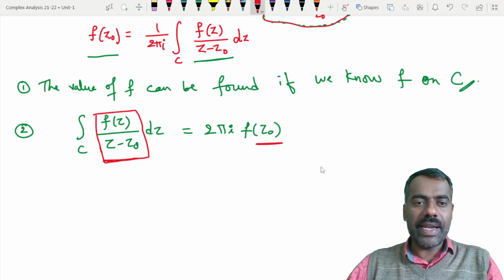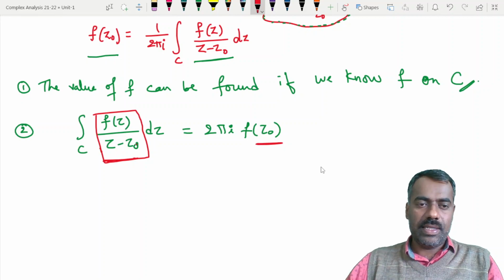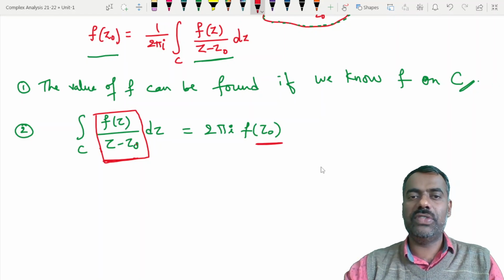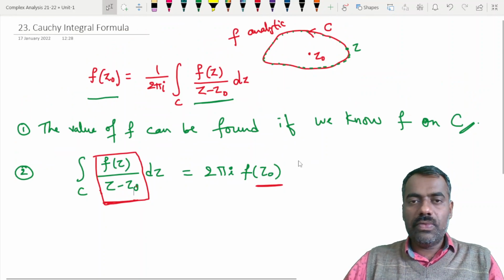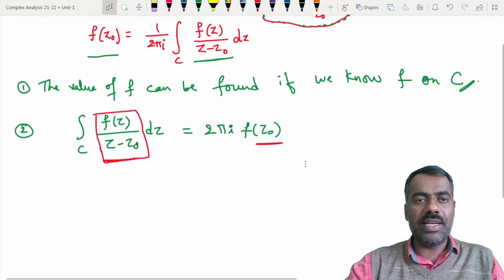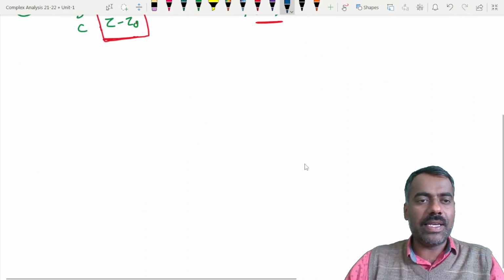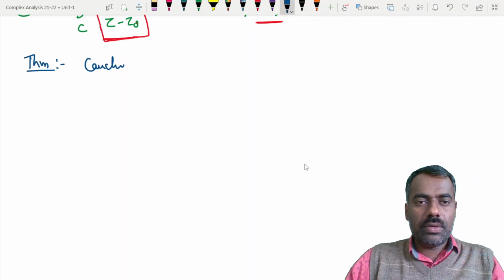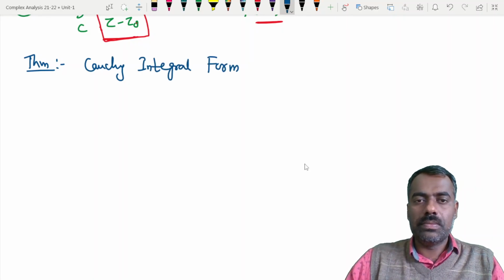What condition is required here? That f should be analytic in and on this C, and z naught should be an interior point. Then this integration is the same as 2 pi i times f of z naught. We will see these details later, but first let us do the Cauchy integral formula, then we will see some examples. So the theorem, which is the Cauchy integral formula, sometimes we call CIF.